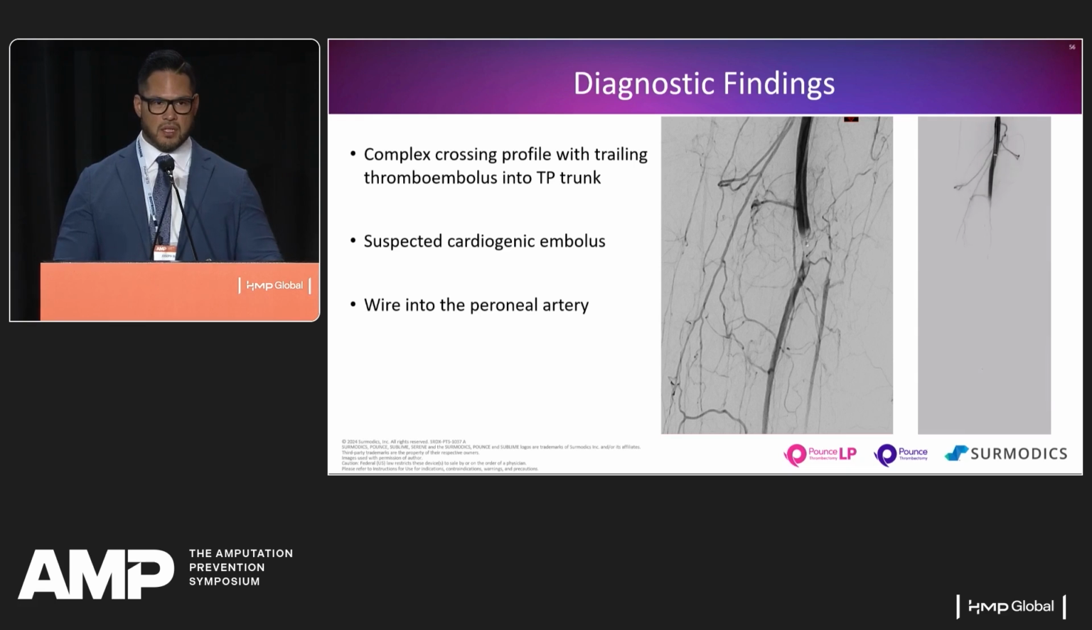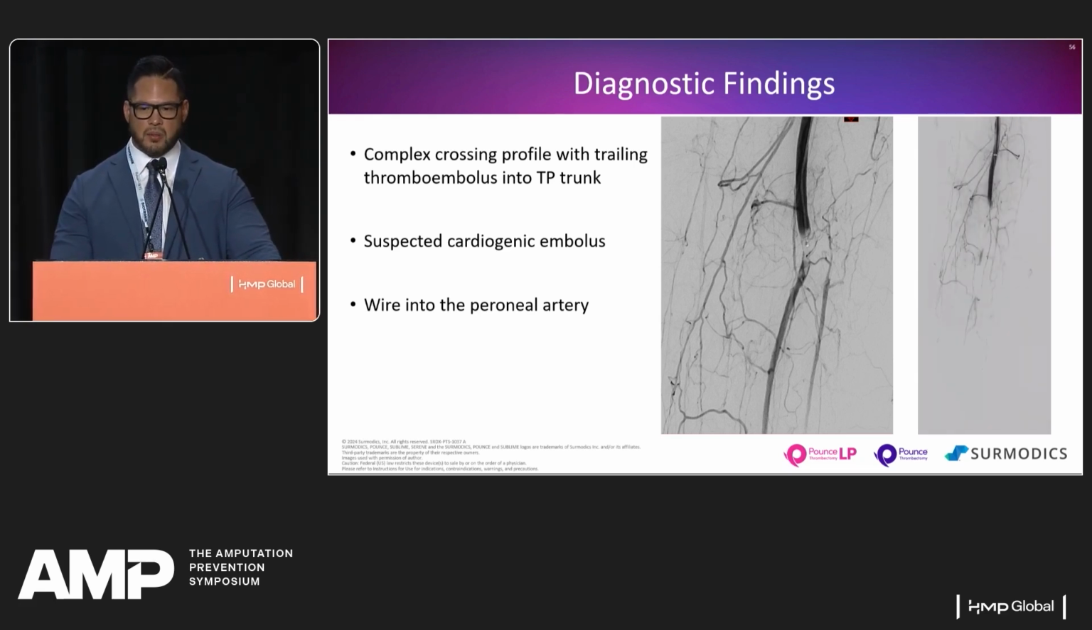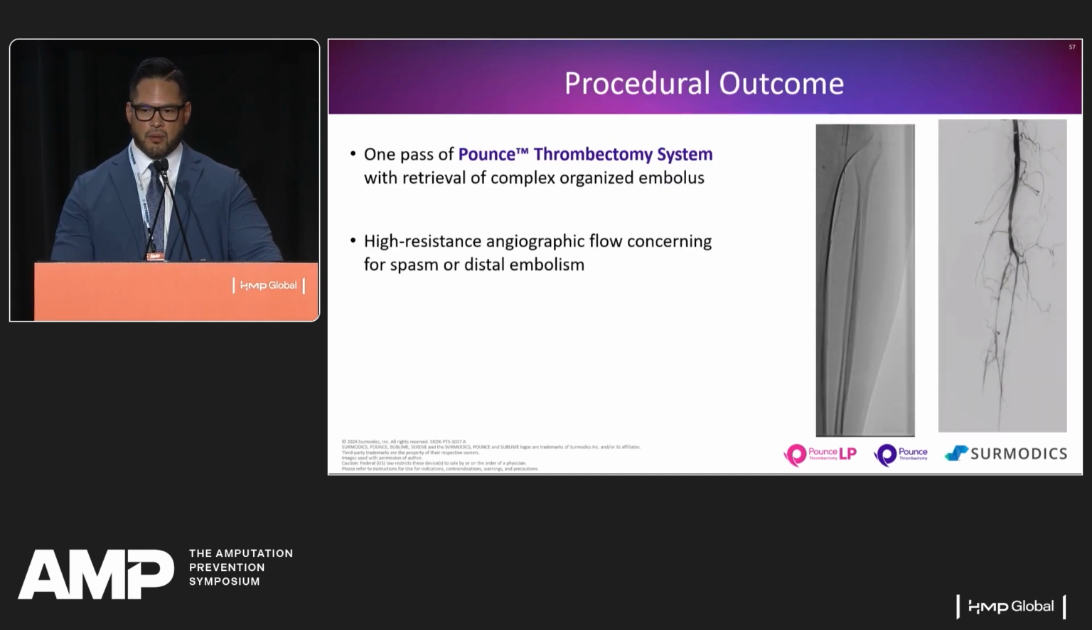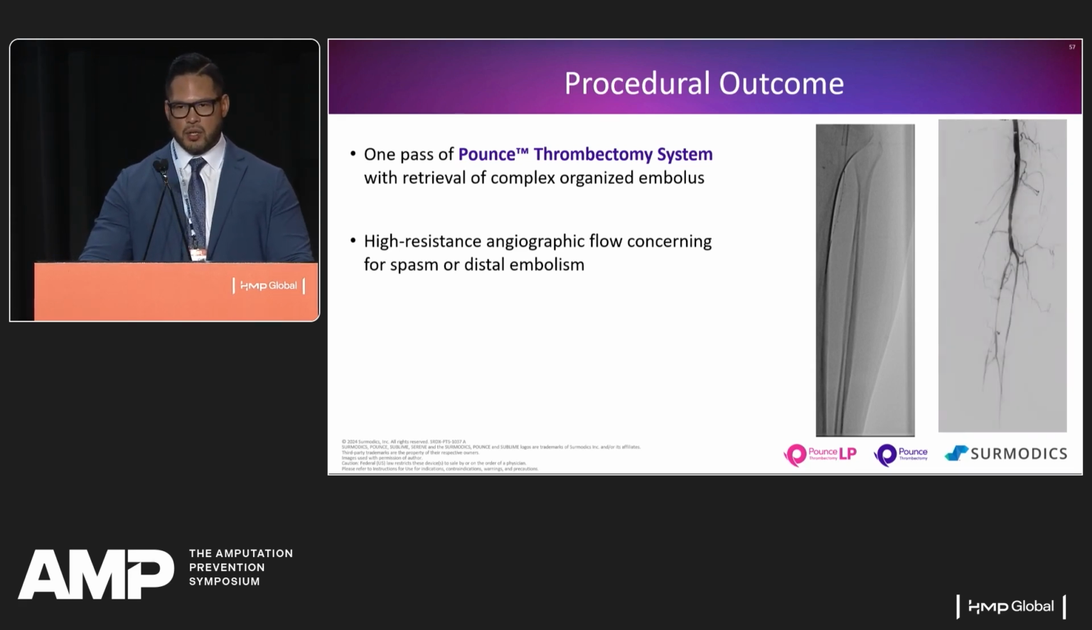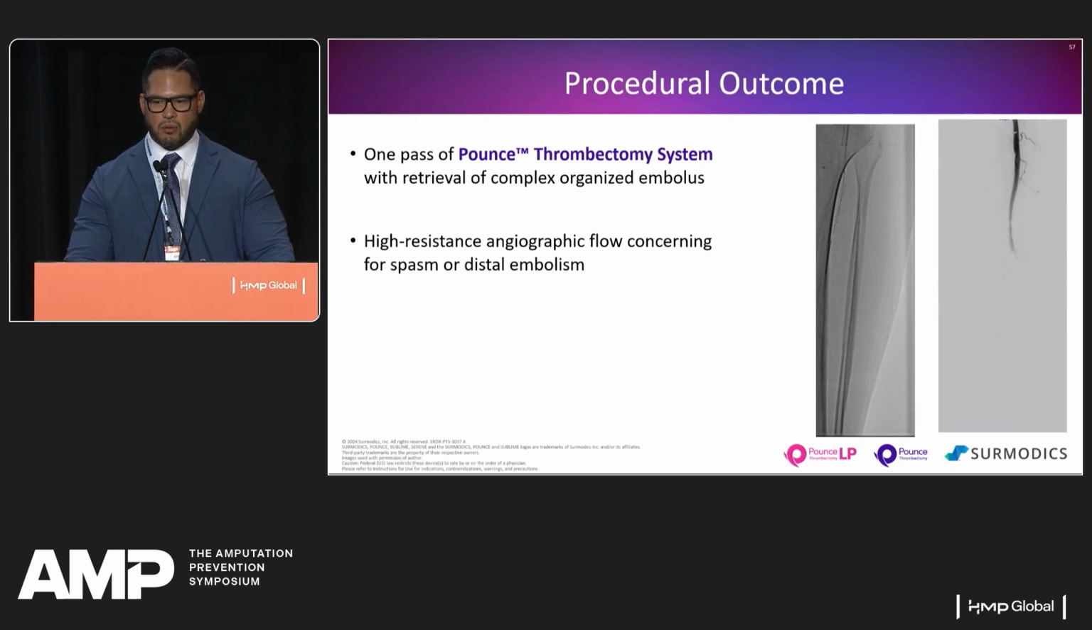We suspected, obviously, with her history of atrial fibrillation, that she had cardiogenic embolus, and so we placed the wire into the peroneal artery. We did one pass that showed on the table revascularization into the foot, and there was high resistance flow concerning for either distal embolism, which I think is some of the common questions around the Pounce catheter, or spasm.